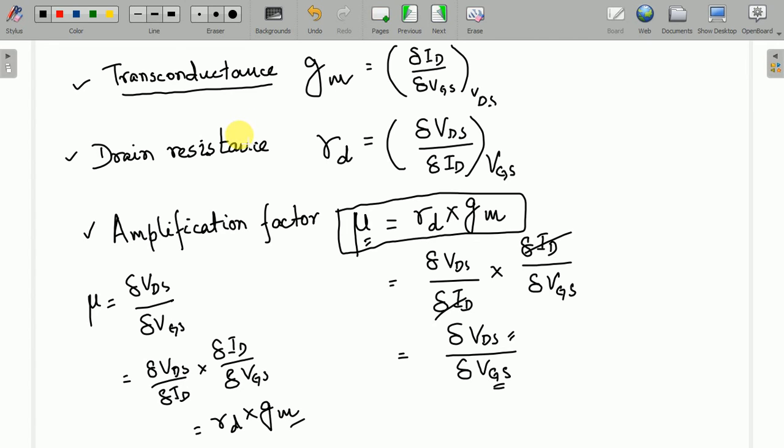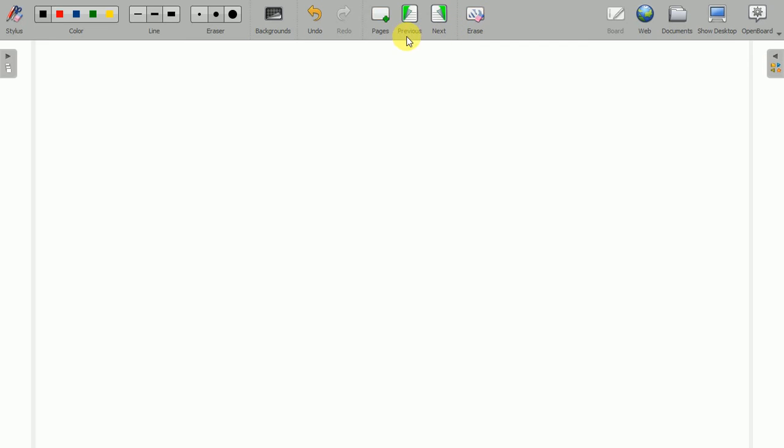Now, from the transfer characteristic curves, if we check the transfer characteristic curve, we also define one important value, that is VGS off.